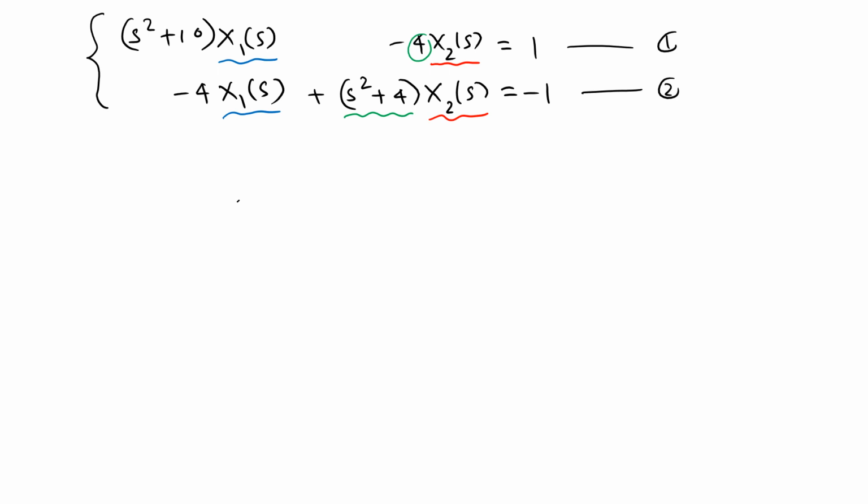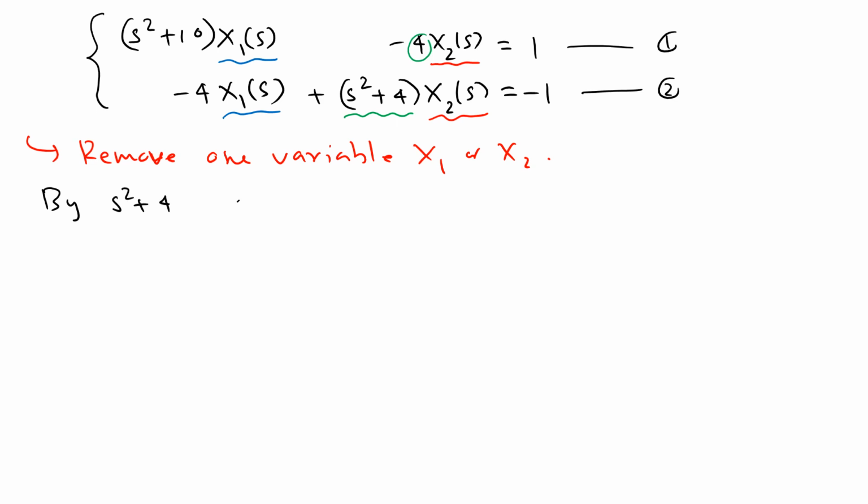So the idea is to remove one variable, x1 or x2. It's up to you which one. Good, so let's do that. I'm going to say s squared plus 4, because that's the missing term. So simply multiply by the missing term, and also try to get the opposite sign, so you can just add them or subtract otherwise. So 4 times, not negative 4, just 4 times 2. Once you multiply by the opposite terms and add, you're going to get cancelled.